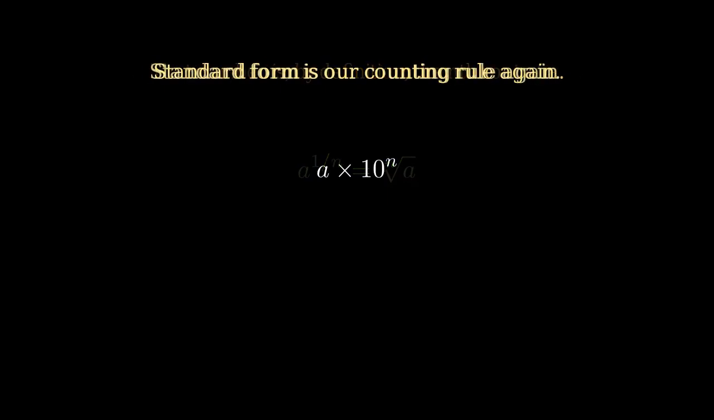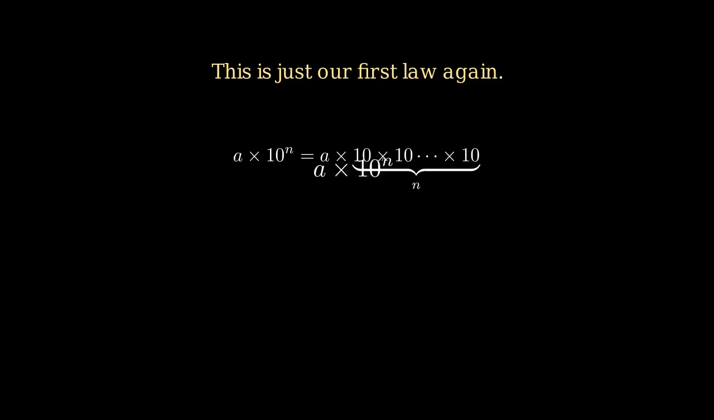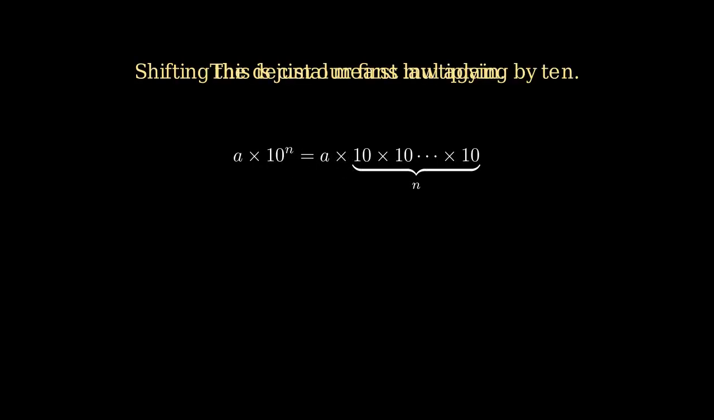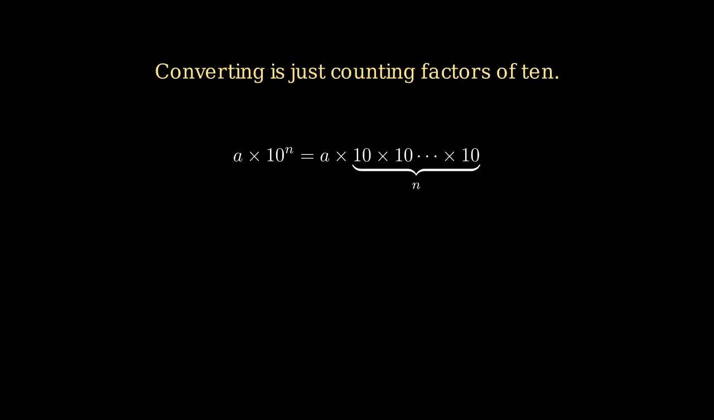Now let's put this machinery to work on standard form, also called scientific notation. Any number written as a times 10^n is really just an application of our very first law, since shifting the decimal point is nothing more than multiplying or dividing by 10 repeated n times. So converting between standard form and an ordinary number is just counting how many factors of 10 you're carrying.